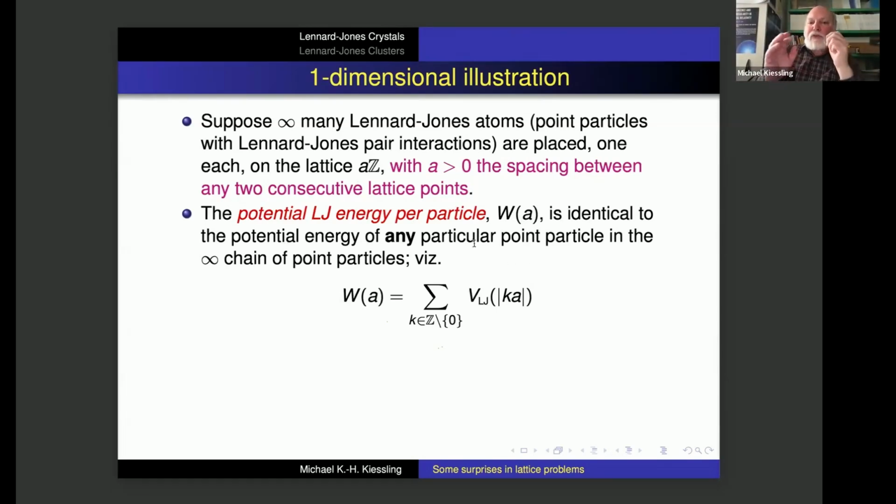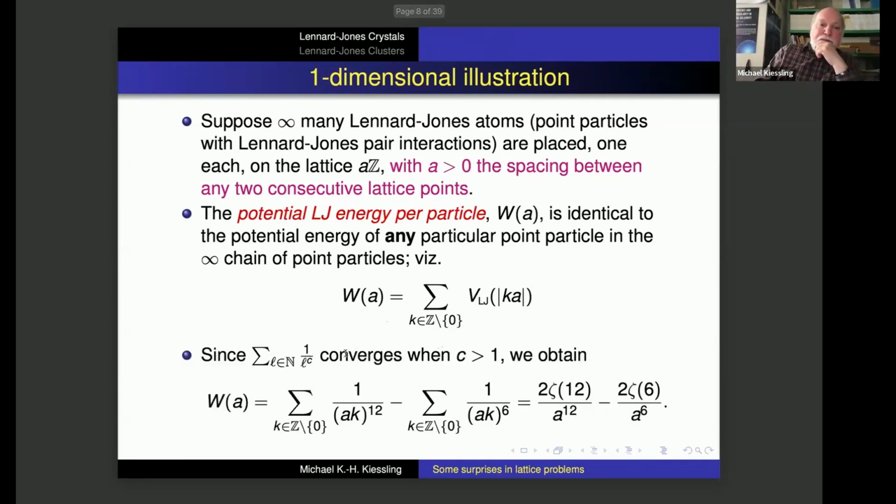Then you ask for its potential energy in this infinite chain of point particles. That means you simply sum all the pair energies of the Lennard-Jones type. The pair distances are of course absolute value of k times a, where k runs over all integers except 0, because the particles don't interact with themselves. They only interact pairwise. Well, the powers are high enough, so these sums converge when C is bigger than 1, and our C's are either 6 or 12, so we are good.